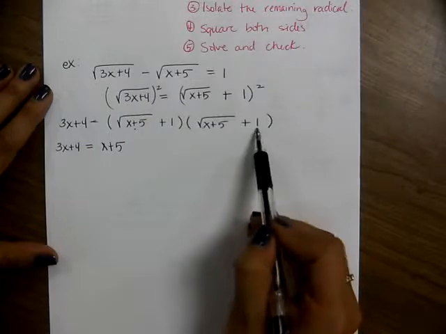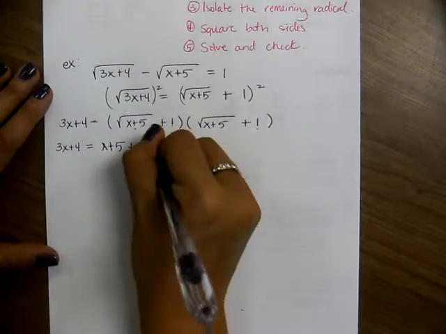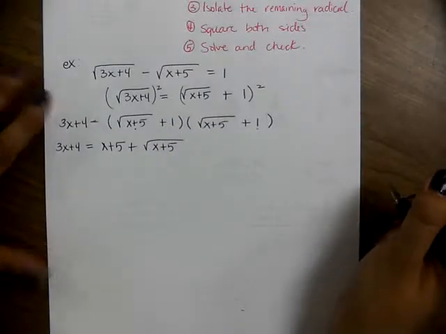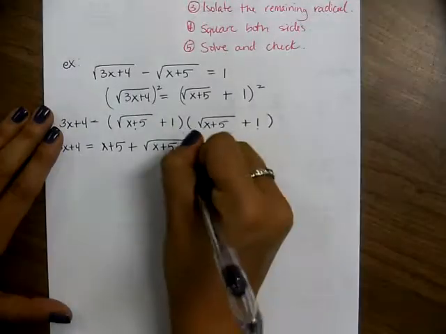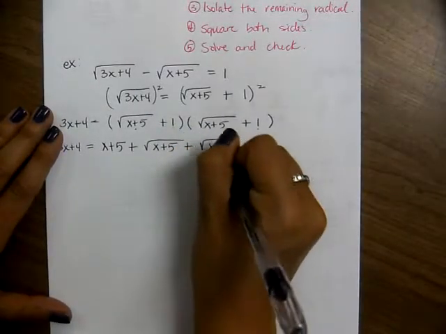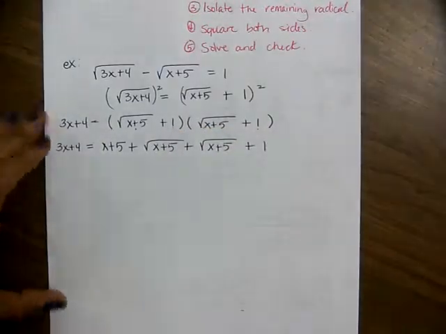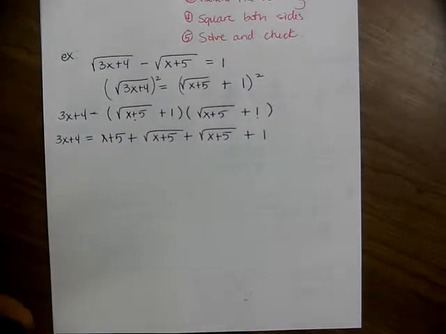Then I have to distribute to the second term. So now I have plus 1 times the square root of x plus 5, which just gives me the square root of x plus 5. Now I'm ready to move on to the 1 and distribute it. So I distribute it to the first and get another plus the square root of x plus 5 and plus 1. Questions on the distribution?